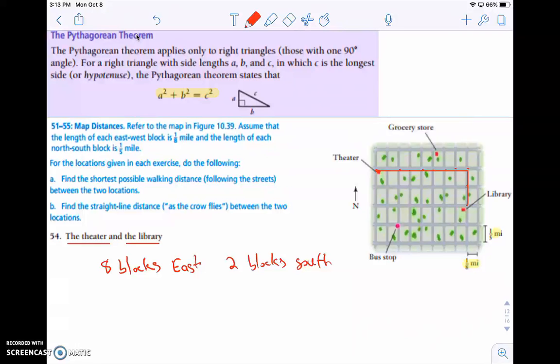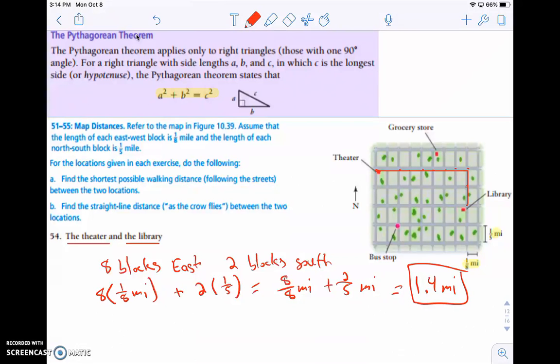So if I go 8 blocks east, every block east is 1/8 of a mile, plus 2 blocks south, and each of those is 1/5 of a mile. So that'd be 8/8 of a mile plus 2/5 of a mile. 8/8 is 1. 2/5 is 0.4 or 4/10. So this is 1.4 miles that you would have to walk.